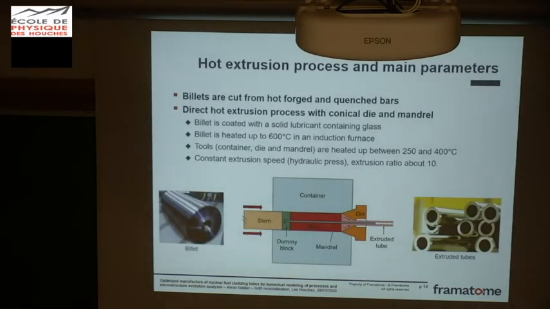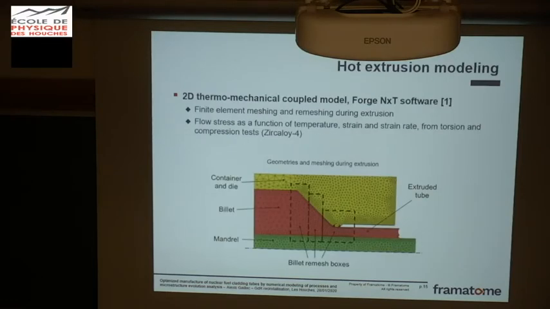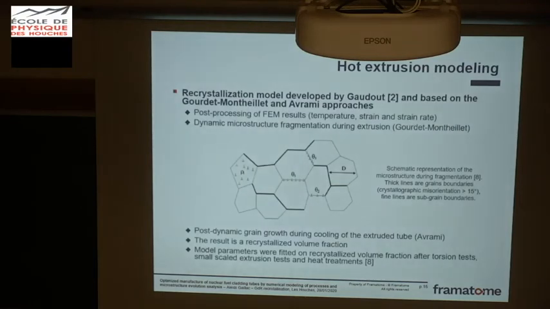Then we have the extrusion process. It's a direct extrusion through a conical die with an extrusion ratio of about 10. So it will give us a strain of about 2 or 3. And we do this at a temperature around 600 degrees. So we are able for sure to model this process. It can give us a lot of data.